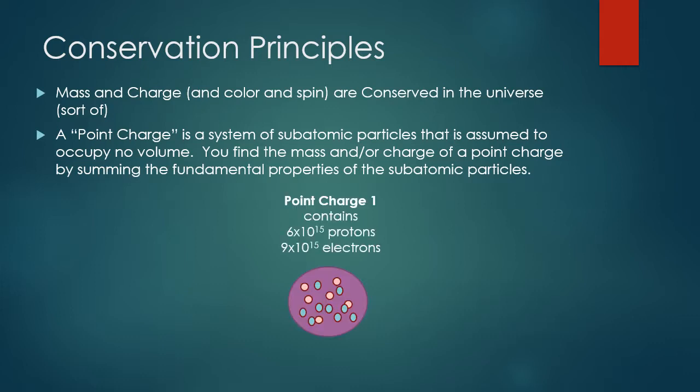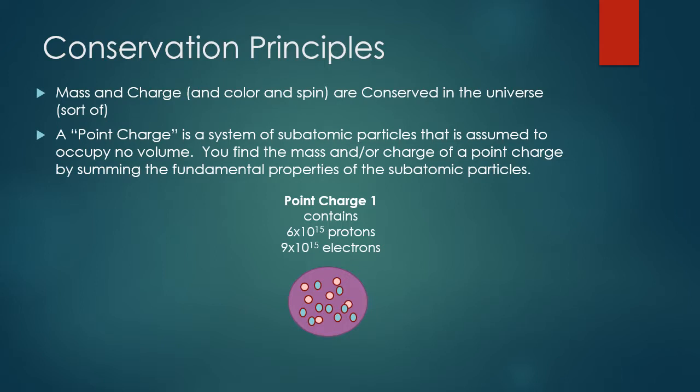So for example, here is a point charge. I'm calling it point charge number 1, and it has 6 times 10 to the 15th protons and 9 times 10 to the 15th electrons. If I wanted to know the mass of point charge 1, I'm just going to add up all those masses.